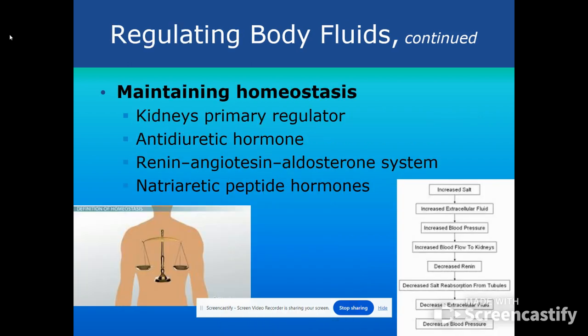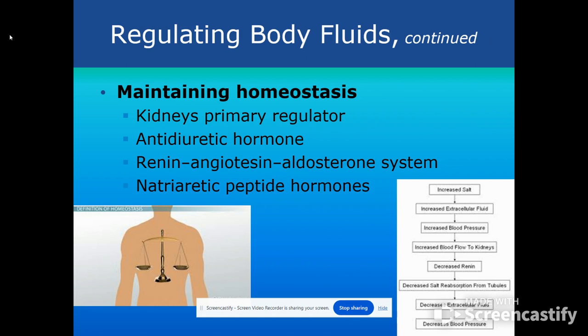So how does homeostasis occur? How do we maintain that? The kidneys are the primary regulator of fluid volume and electrolyte balance. There's a hormone called the antidiuretic hormone. This hormone regulates water excretion from the kidneys. Antidiuretic hormone is synthesized in the hypothalamus, and then it's released from the posterior pituitary gland.